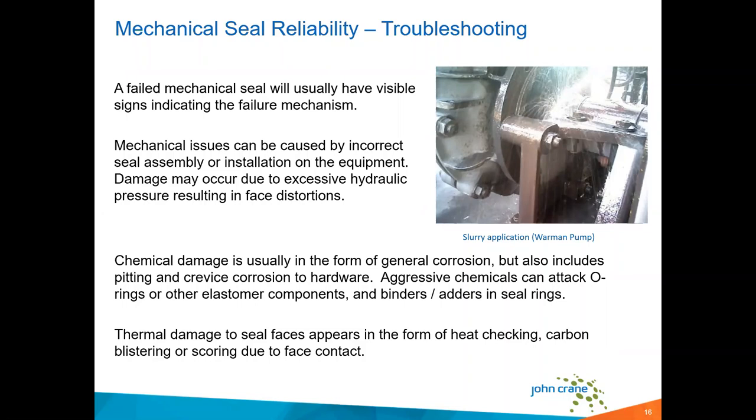When we look at a failed seal, there may not always be physical damage to help identify the reason for failure, but there's usually some kind of visible clue or damage to say it's caused by either mechanical issues, chemical attack, thermal damage, component wear, what have you. Mechanical problems can be caused from incorrect seal assembly or installation.